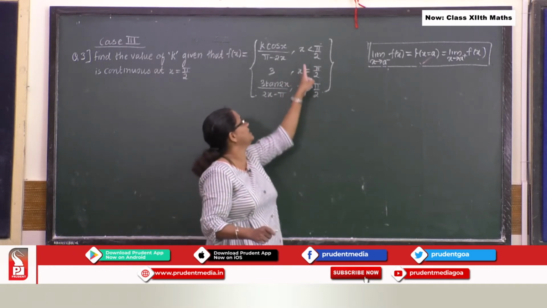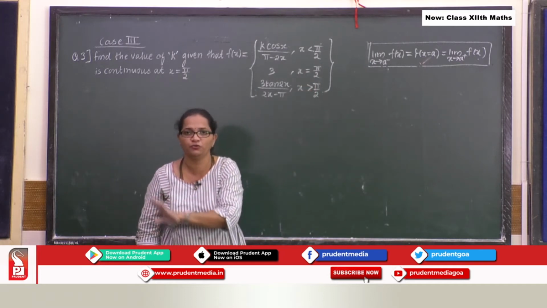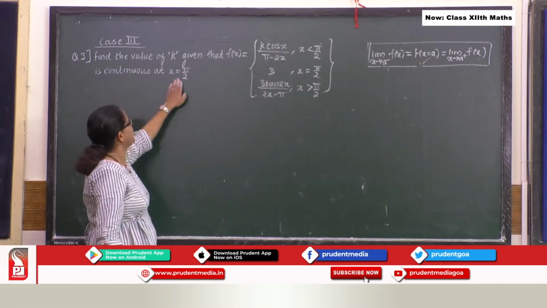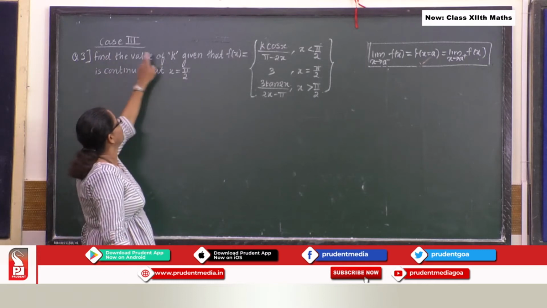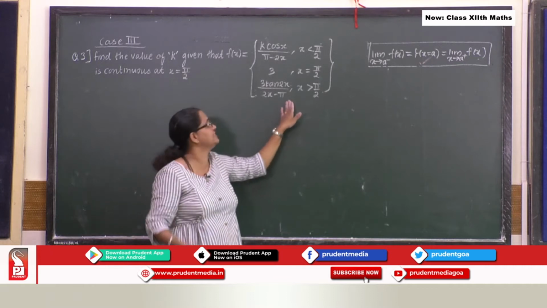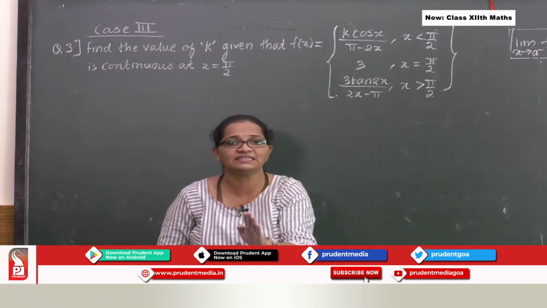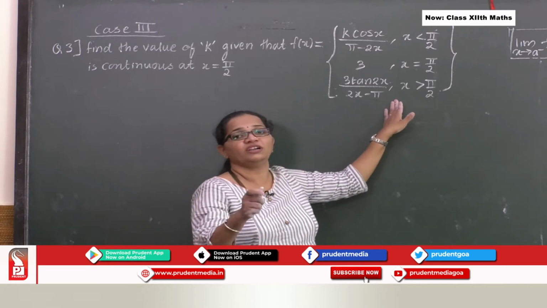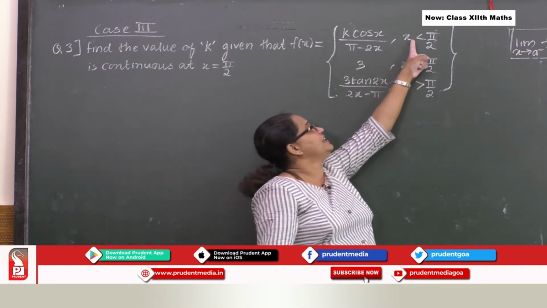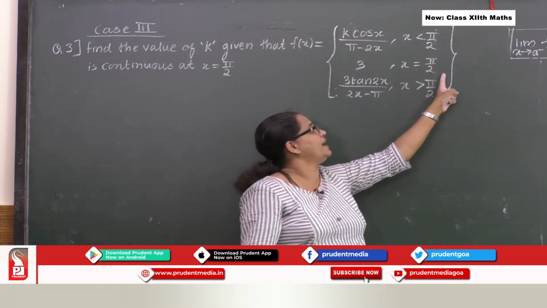Why? Because you can see the break is where? At x equal to pi by 2. Perfect. So over here what is given? The function is continuous at x equal to pi by 2. I need to find the value of k. Now look at this particular function. Let us analyze this function. You can clearly say that this is of your case 2 form, where you have left hand limit, right hand limit, and x equal to pi by 2.